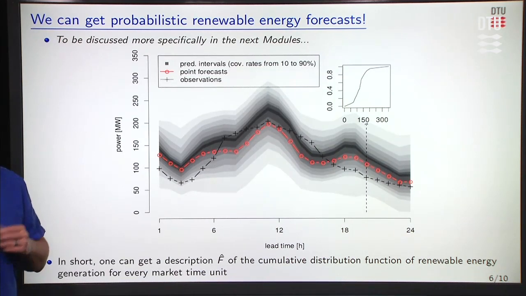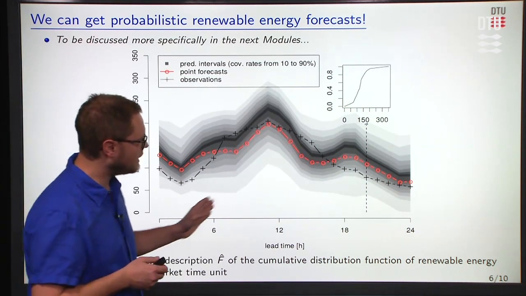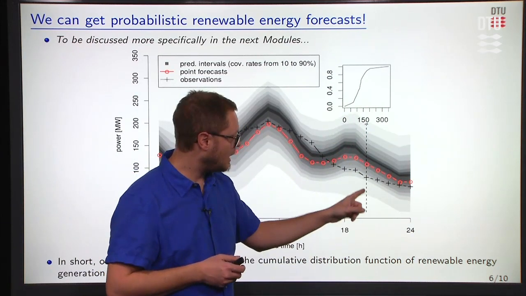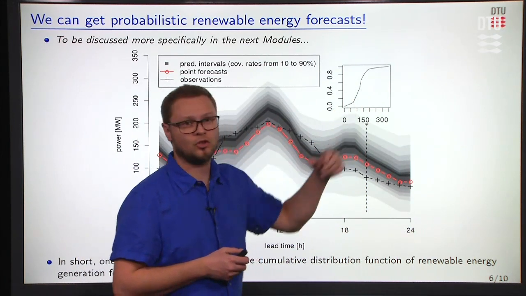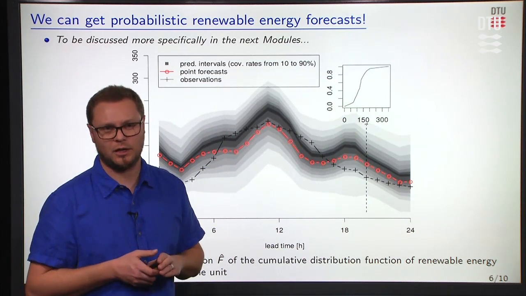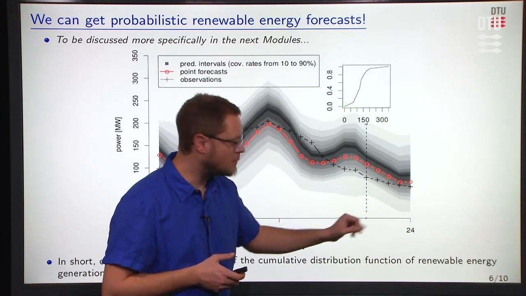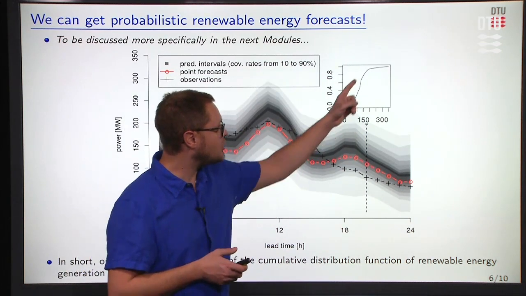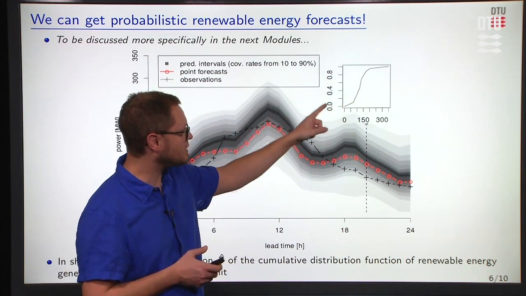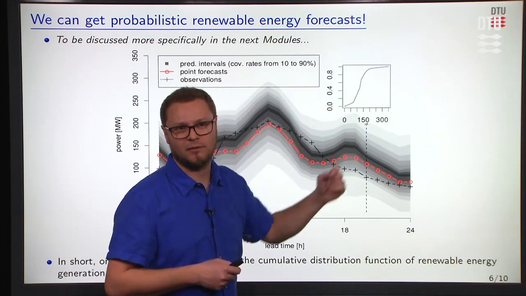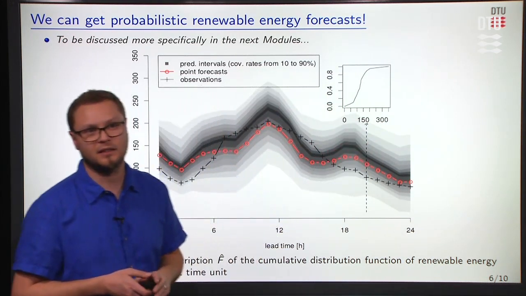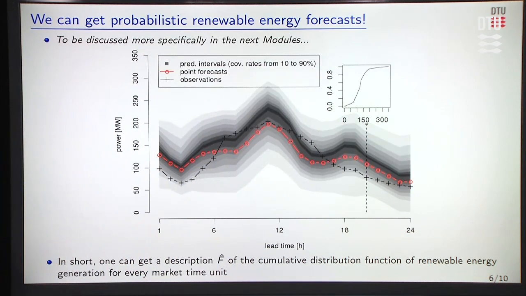We will discuss the definition of such probabilistic forecast in a further module. The point is that if you were to look at a certain market time unit and reinterpret the bounds of this probabilistic forecast, you can actually define the cumulative distribution function for renewable energy generation. Here, for the example of this market time unit, you can see this curve that gives the probability, on the y-axis, of producing less than or equal to a certain power or energy value between 0 and the nominal capacity of the asset. So we have access to a forecast for the cumulative distribution function.